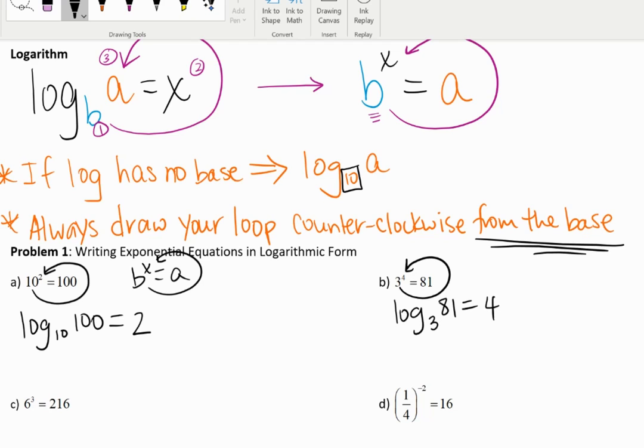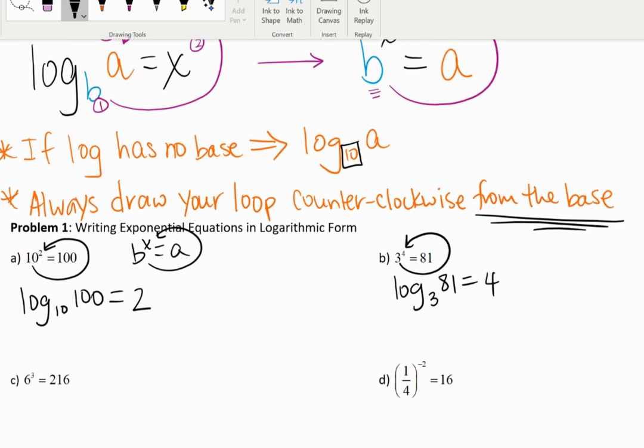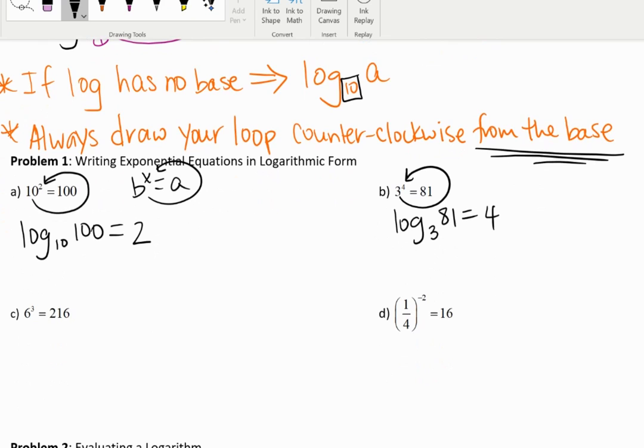So all we're doing right now is going from exponential to log form, being able to rewrite it. That's going to be part of your homework. Same thing for the next one. We're looping counterclockwise, so it starts with 6. That means that's going to be the base. Then it starts with 216, and then 3 is our last one. So it's log base 6, 216 is equal to 3.